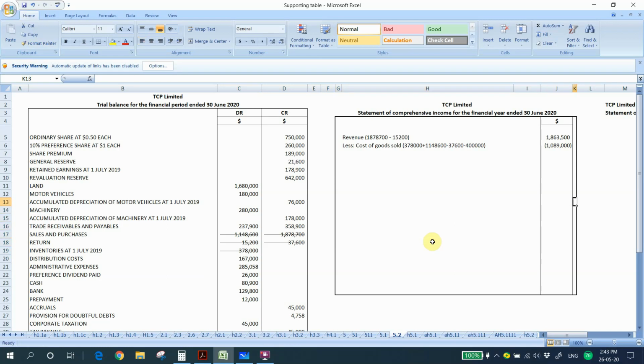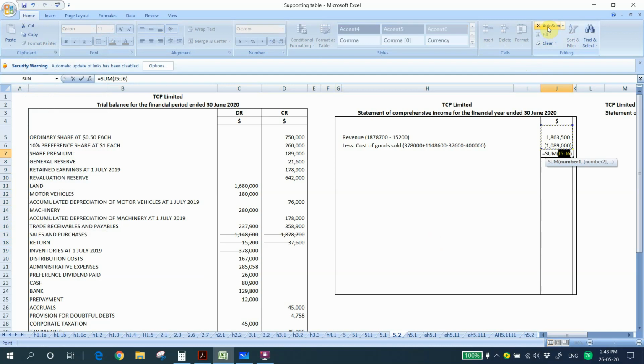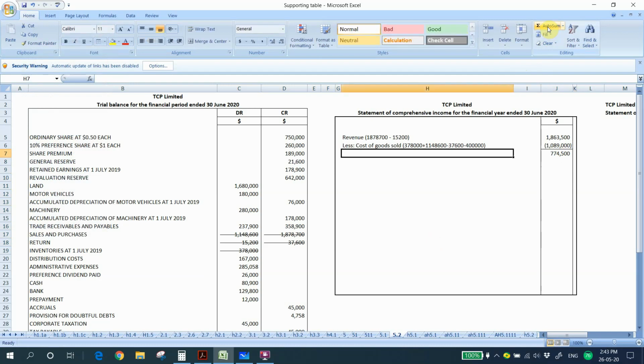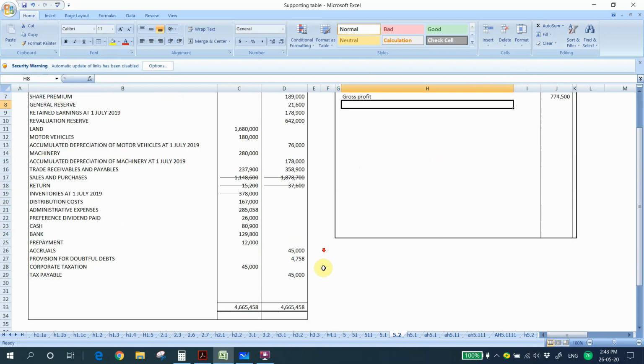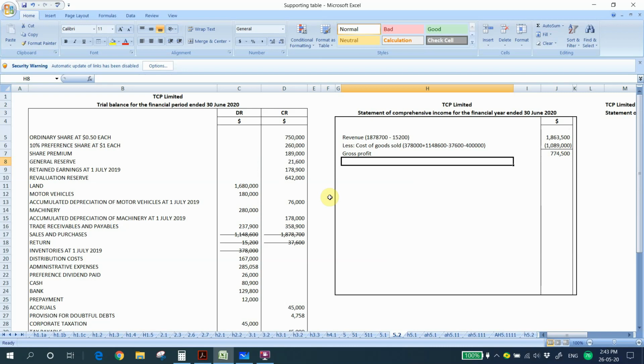So we use the sales minus the cost of goods sold, and we get 774,500. This will be our gross profit. And then we look at whether we have other income. For this exercise, we don't have other income.